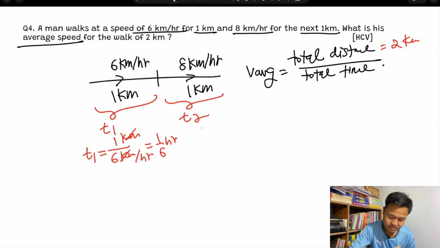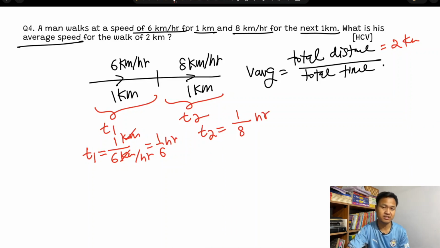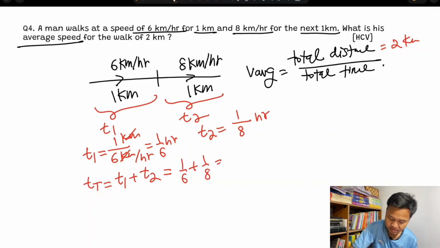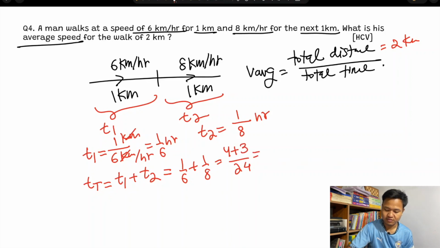So similarly, what is t2? t2 is 1 divided by 8 hour. Okay, kilometer gets cancelled out. You have hour. Total time is nothing but t1 plus t2. Okay, so that is how much? 1 by 6 plus 1 by 8. Right? So how much is this? 8 and 6 LCM is 24. Okay, so 6 4s are 24, 8 3s are 24. So I have 7 by 24 hour. So this is your total time.